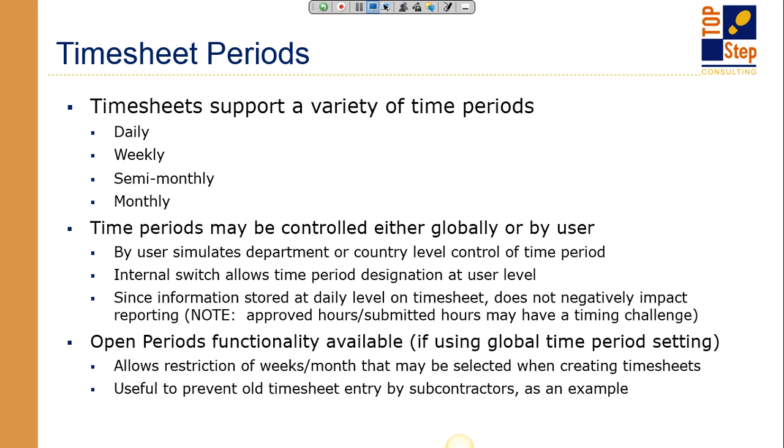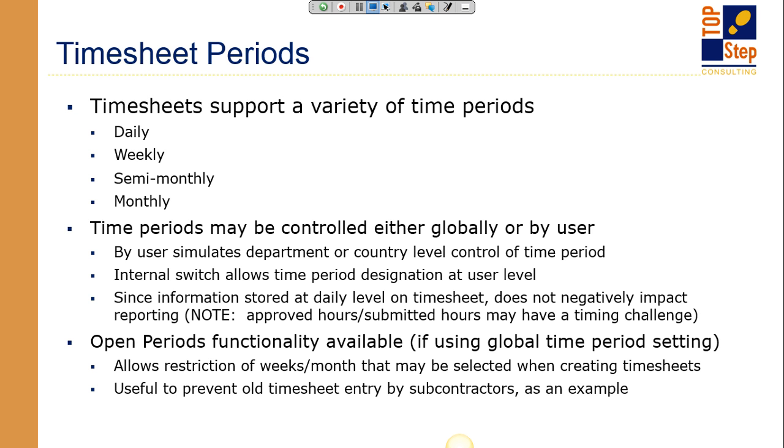One thing you may or may not have known is that there is a control that allows you to set the timesheet period down to the user level. So if we have one country that wants to do semi-monthly versus the U.S. wants to do weekly, then you can actually enable that switch and set at a user level what their timesheet period will be. This could be very useful, again, for large organizations trying to accommodate the requirements across the entire enterprise.